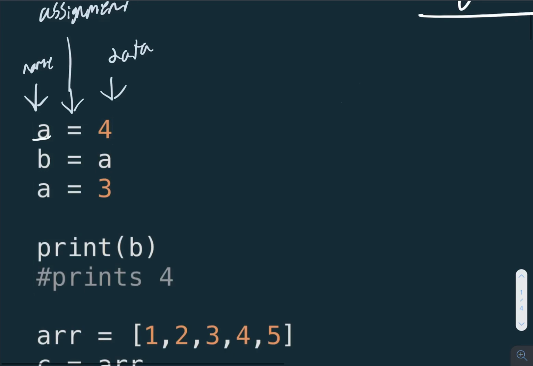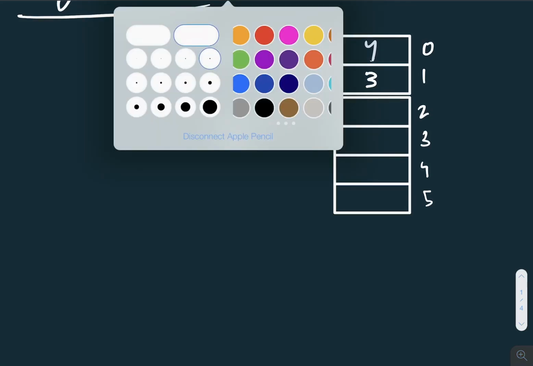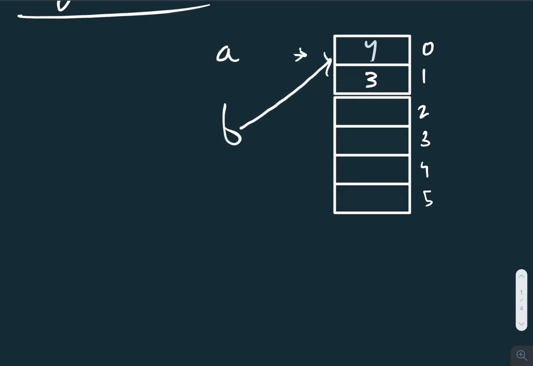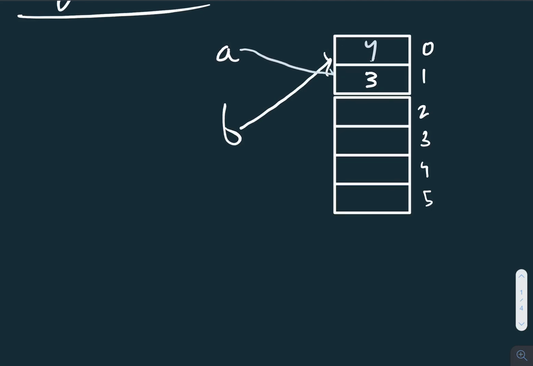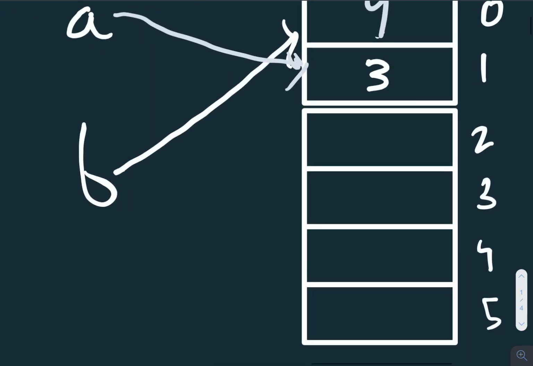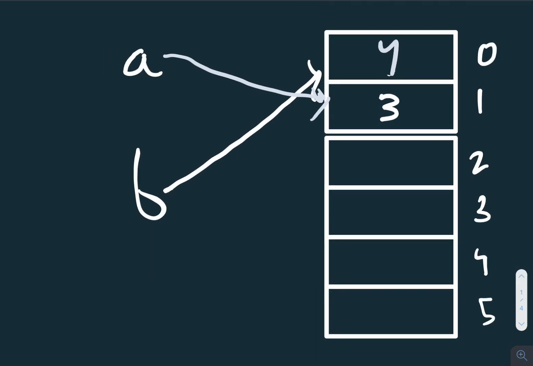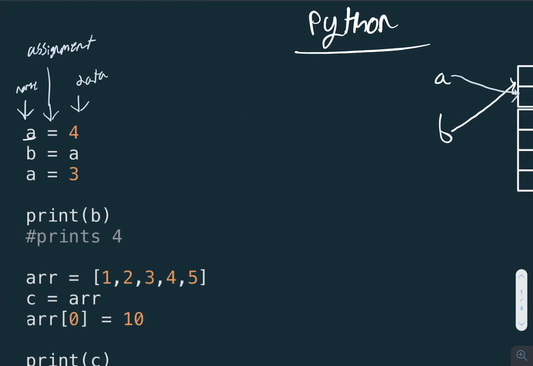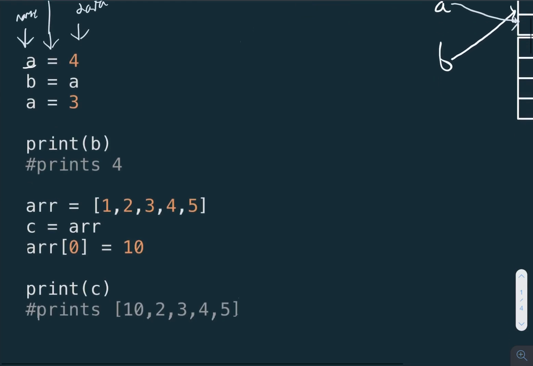So if we were to say a equals 3 now, we actually wouldn't change this 4. Rather, what we would do, we would come in here, and we would instead direct a to a new memory address with a new object. And b does not change, because b is still pointing towards the same memory location. Never did we tell it to change that. So now if you print the value of b, you're still going to get 4, and if you print the value of a, you'll get 3. So that's how that works.